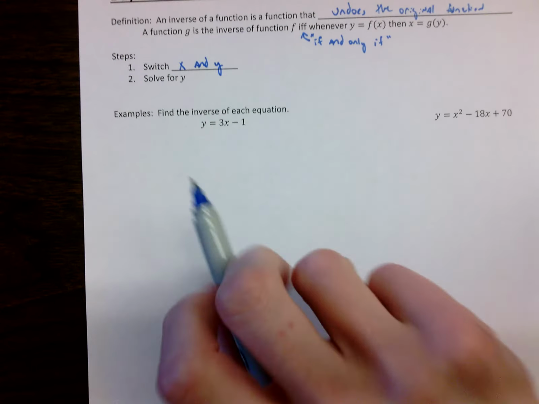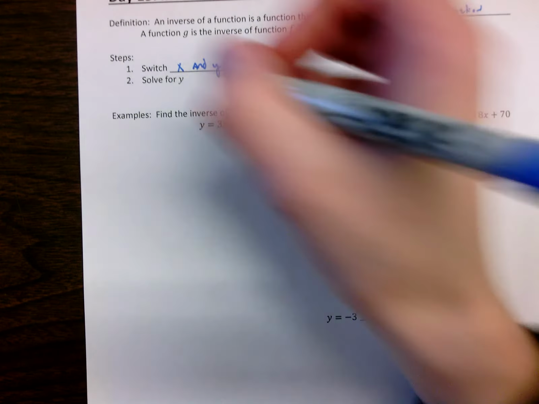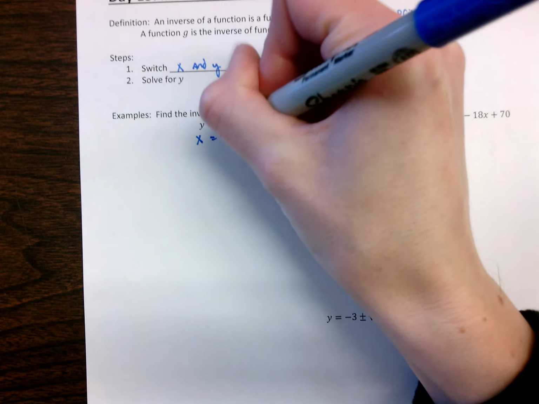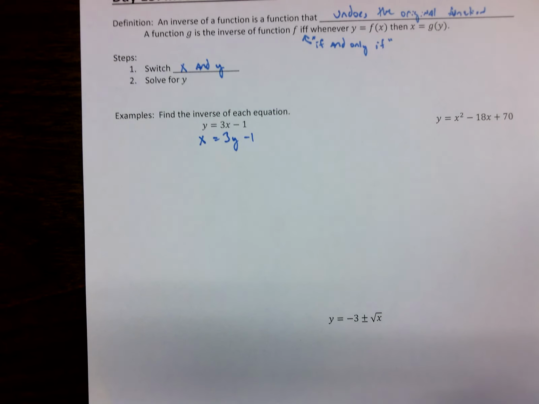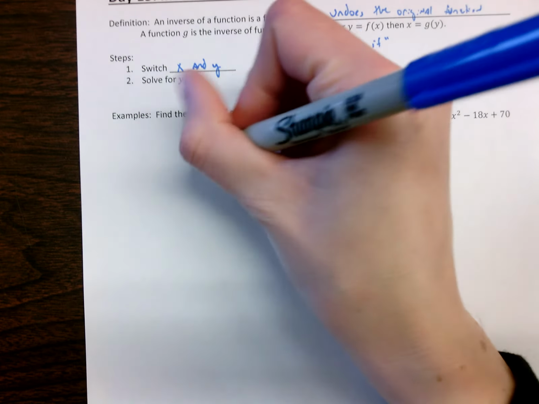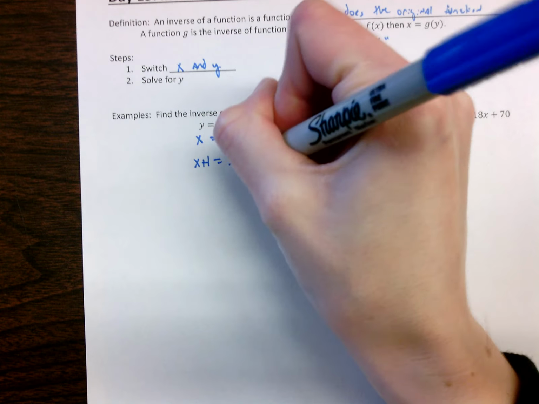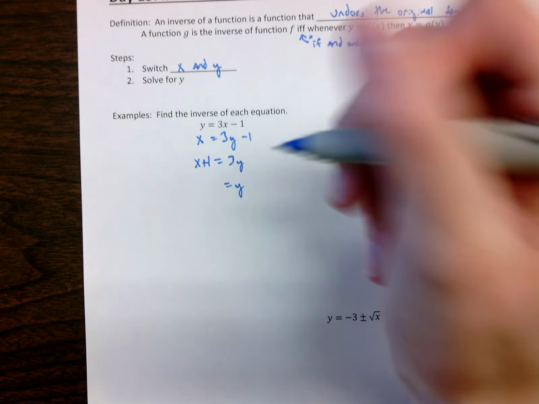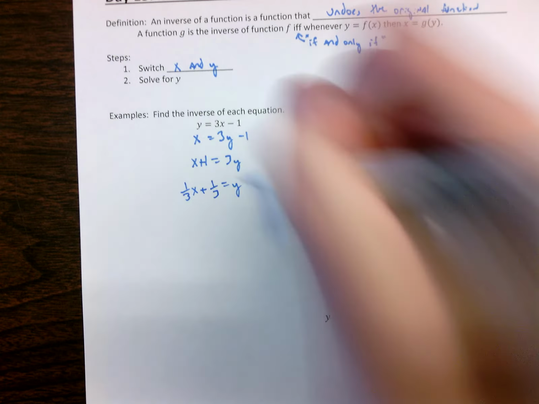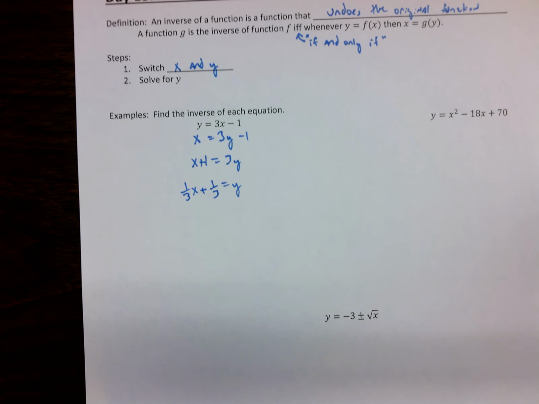Let's take a look at this. Step 1 is we're going to switch x and y, and I literally just mean where the y is, write an x, and where the x is, write a y. We're just swapping those two letters. Then I'm going to solve for y. I'm going to add the 1 to both sides, and then divide both sides by 3, and I'm going to write that as 1/3 x plus 1/3. I just divided each term by 3 separately. And there we go, that's our inverse function.